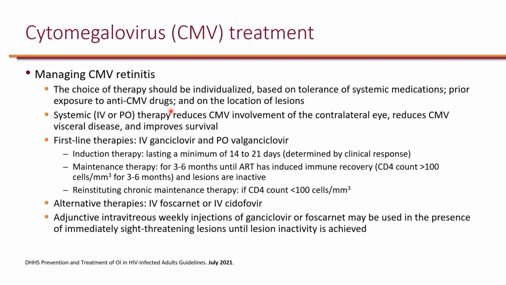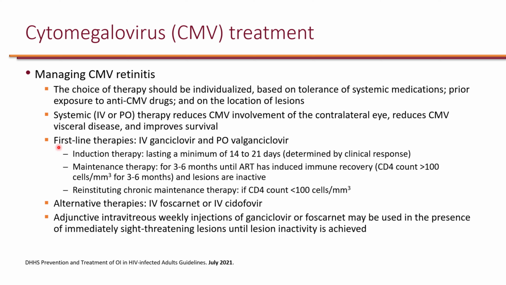For example, someone who has been receiving valganciclovir may have developed resistance to ganciclovir and valganciclovir, so they may need cidofovir or foscarnet. Now, systemic therapy, either IV or PO, systemic as opposed to intravitreous injection, has been shown to reduce CMV involvement of the contralateral eye, to reduce CMV visceral disease, as well as to improve survival.